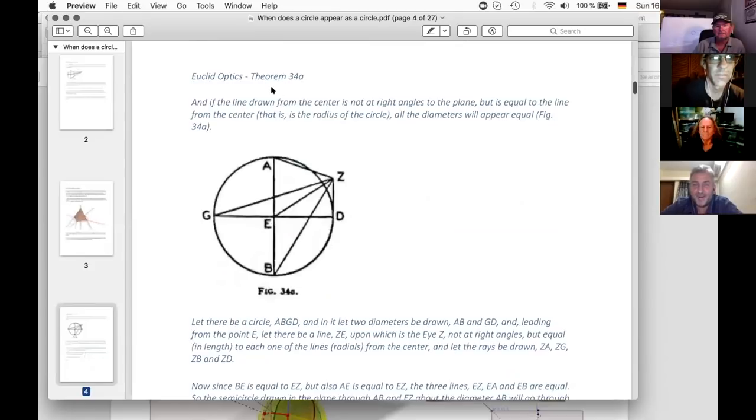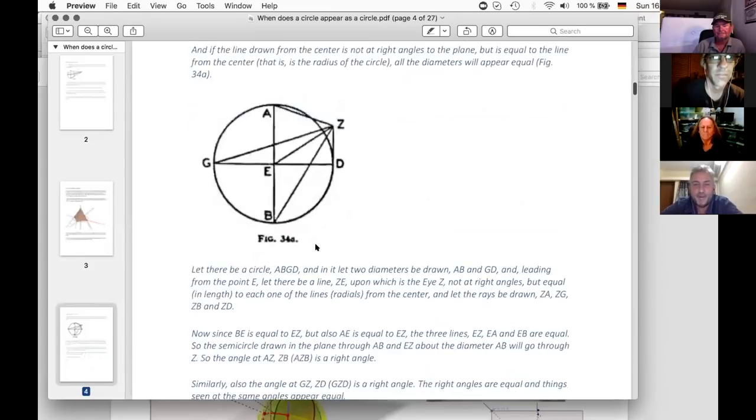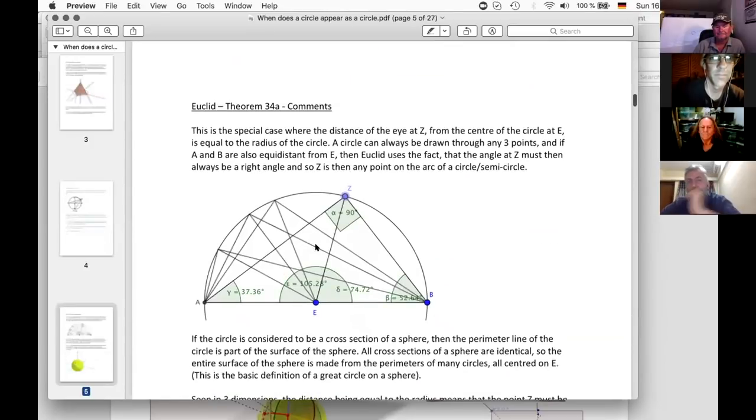But there's also another one where everything will look as a circle to me. Again, this is the Euclidean original proof, and I modeled it in GeoGebra again. Basically, it's the special case where the radius of the circle, from E to B, the distance you are away, is the same as the radius. So in the first one, it didn't matter how far I went away from the circle, it would always appear as a circle, just smaller or bigger. And in this case, I am exactly at that position away from the circle that is also the radius of the circle. It's a special case, right?